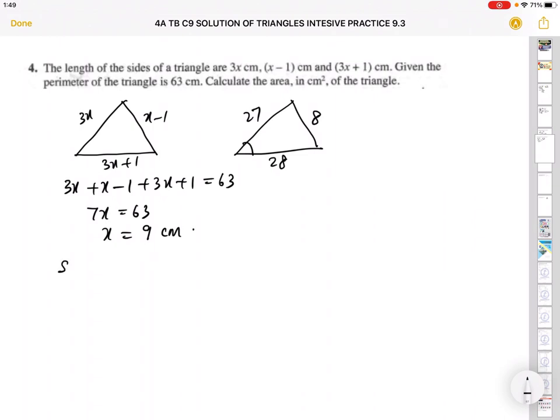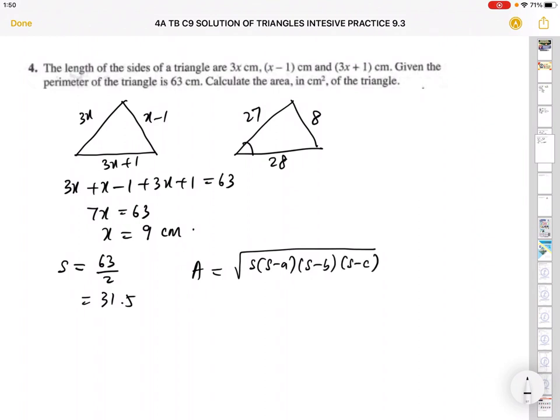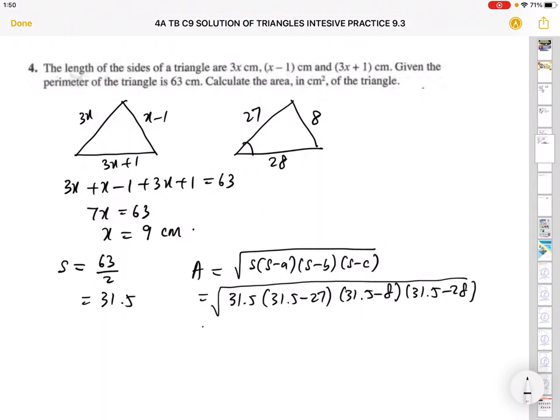Number one, we find our s, which is your semi-perimeter. We know the perimeter is 63, so you just divide by 2, and you will get 31.5. Your area will be, if you are not sure, the formula given by the square root of s times s minus a times s minus b times s minus c, where a, b, c are your lengths of the sides. Your semi-perimeter s is 31.5. So we take 31.5 minus a, maybe I write 27 first, 31.5 minus b, which is 8, 31.5 minus c, which is 28. Whatever you get, put a square root over and calculate this, in one shot in your calculator. 107.977 cm squared.